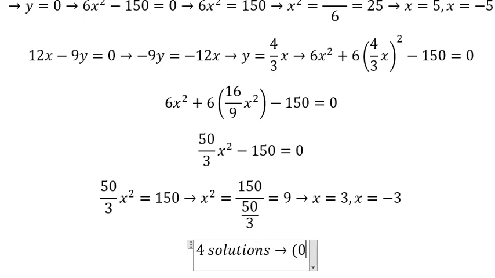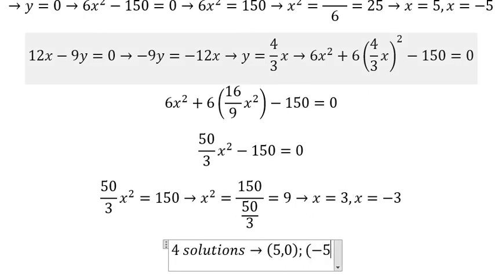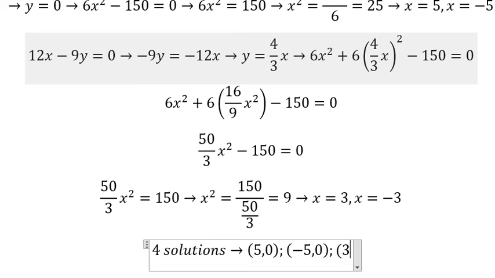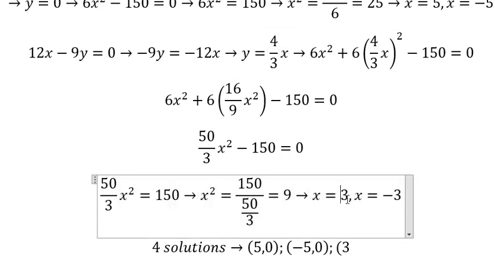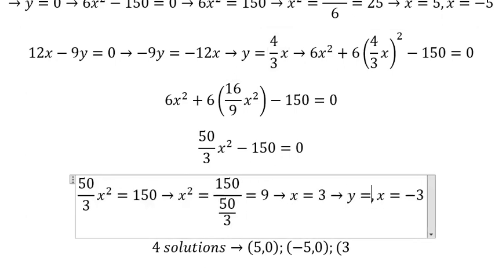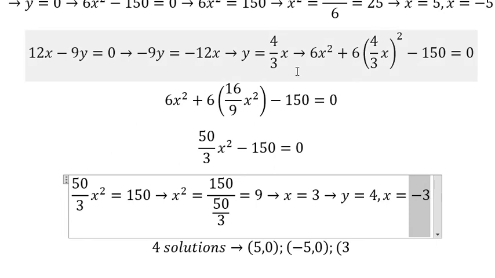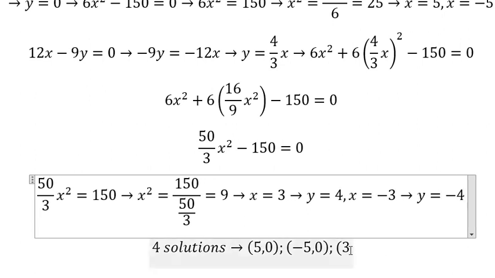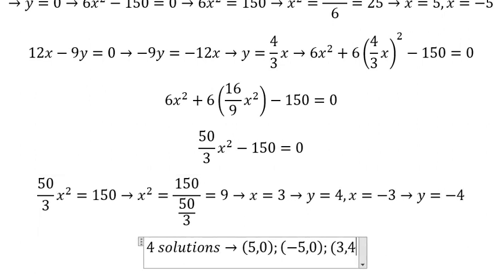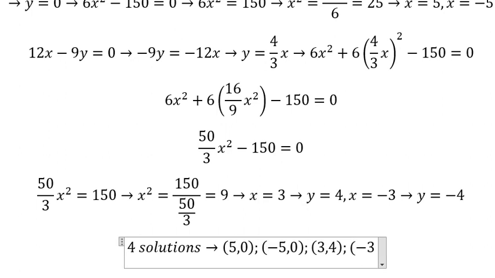That's about number 5, 0, negative number 5, 0. The next one, we have 3 with, if we put number 3 in here to find the value of y, y equals to number 4. If we put negative number 3 in here, we can find the value of y, and that should be y equals to negative number 4. So we have number 3, number 4, and negative number 3, negative number 4.